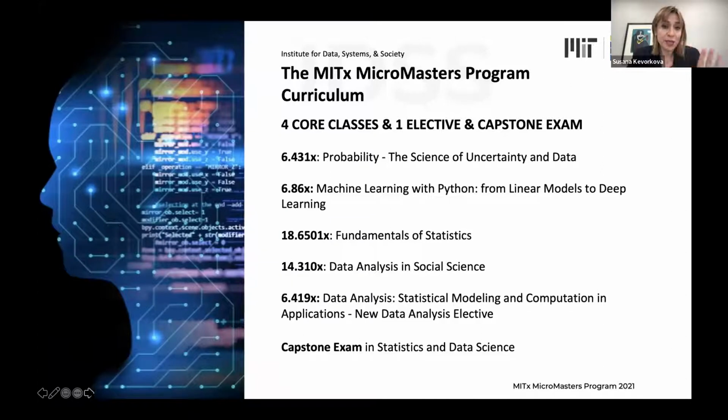Here is the listing of all of the courses, which represent the 4 pillars of data science. We have probability, machine learning, fundamentals of statistics, and then data analysis in social science, as well as data analysis, statistical modeling, and computation and applications. The data analysis category can be satisfied through either one of those listed courses. When bulk purchasing the program, you can choose to follow the general track or the social science track.